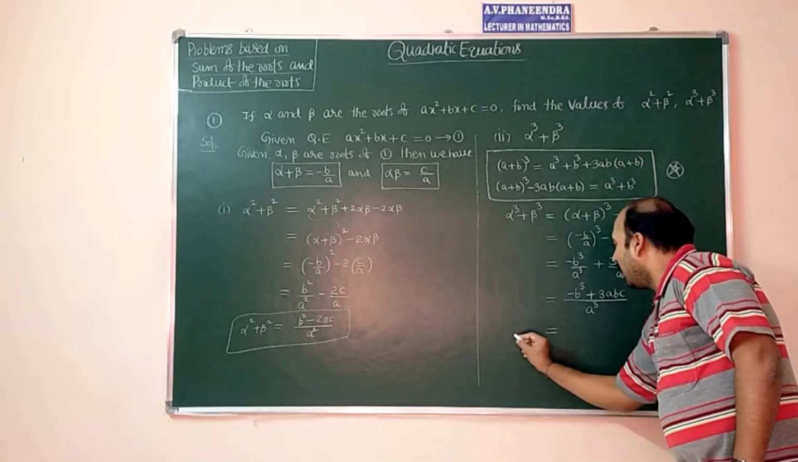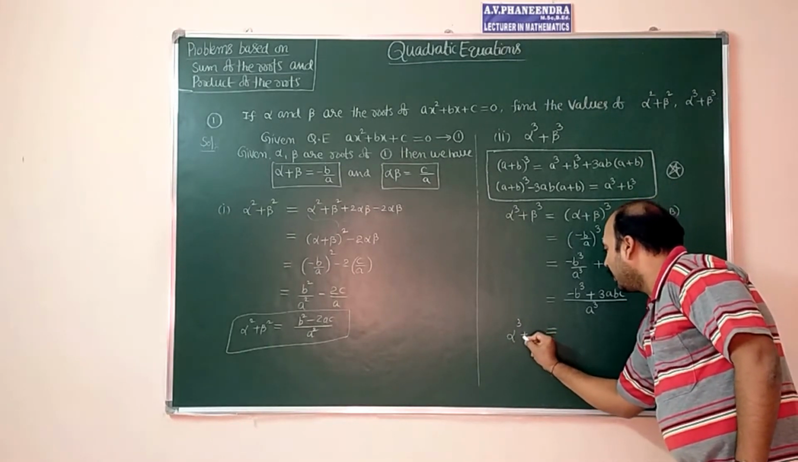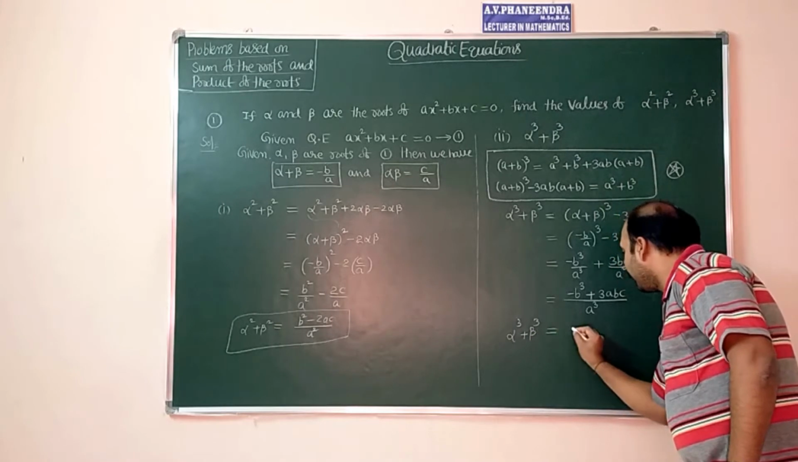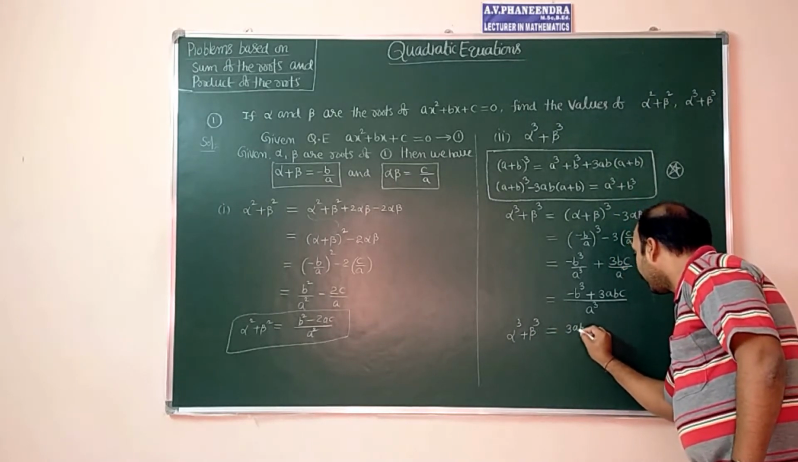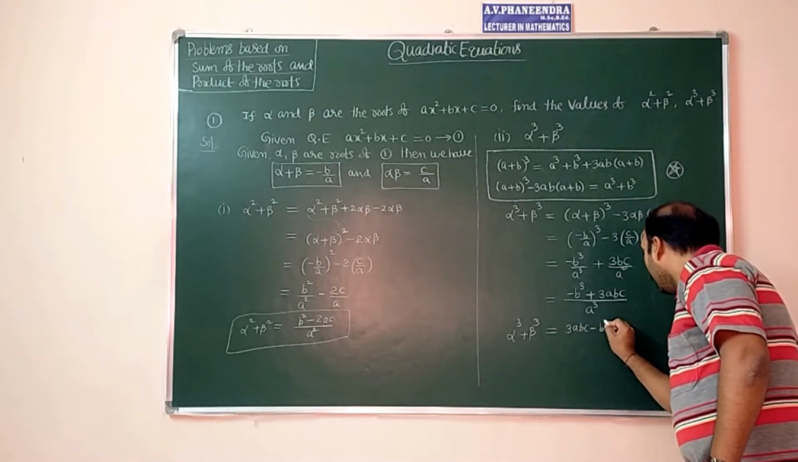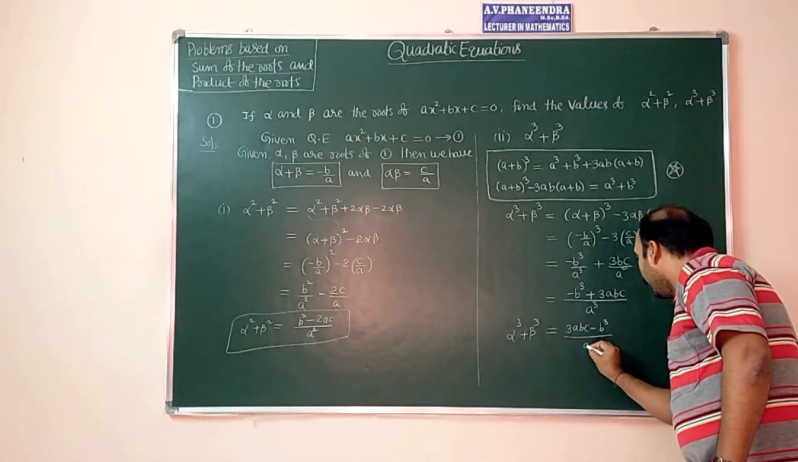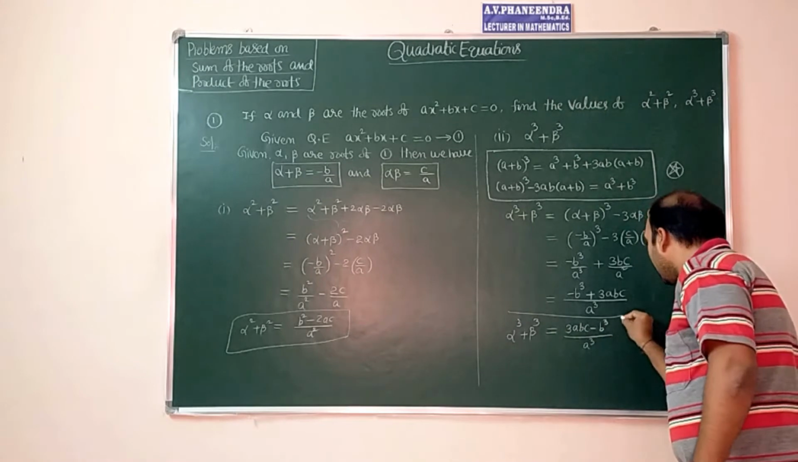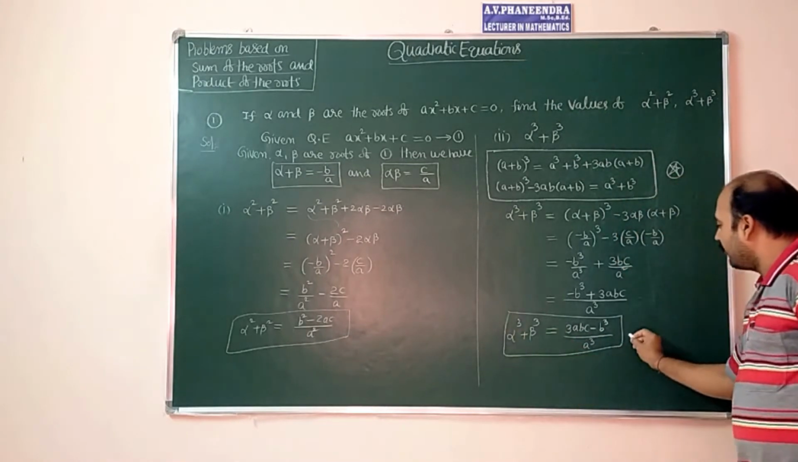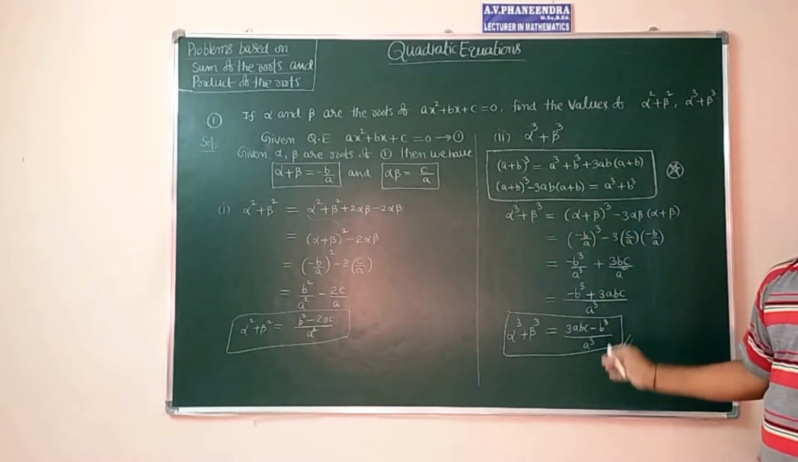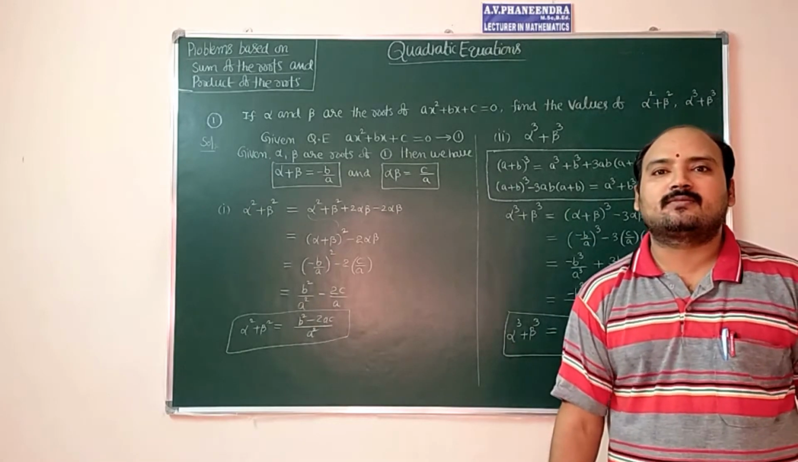Therefore, alpha cube plus beta cube equal to 3abc minus b cube divided by a cube. This is the value of alpha cube plus beta cube. Like this, we have to do the answers.